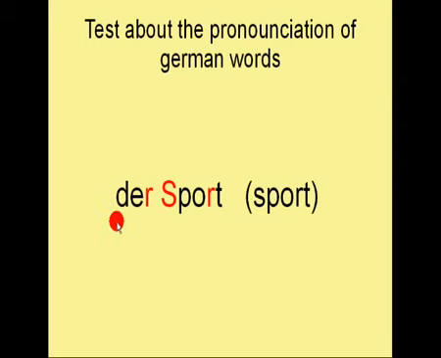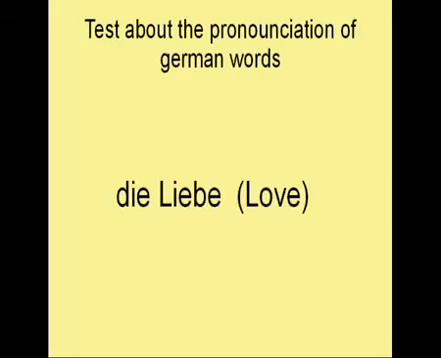So let's put this all together. You know, the first R is pronounced like a reduced R sound. The S is pronounced like in shy. The second R is also pronounced like a reduced R sound. So how would you pronounce those two words? Der Sport. I repeat, der Sport. So let's see what's the next word.